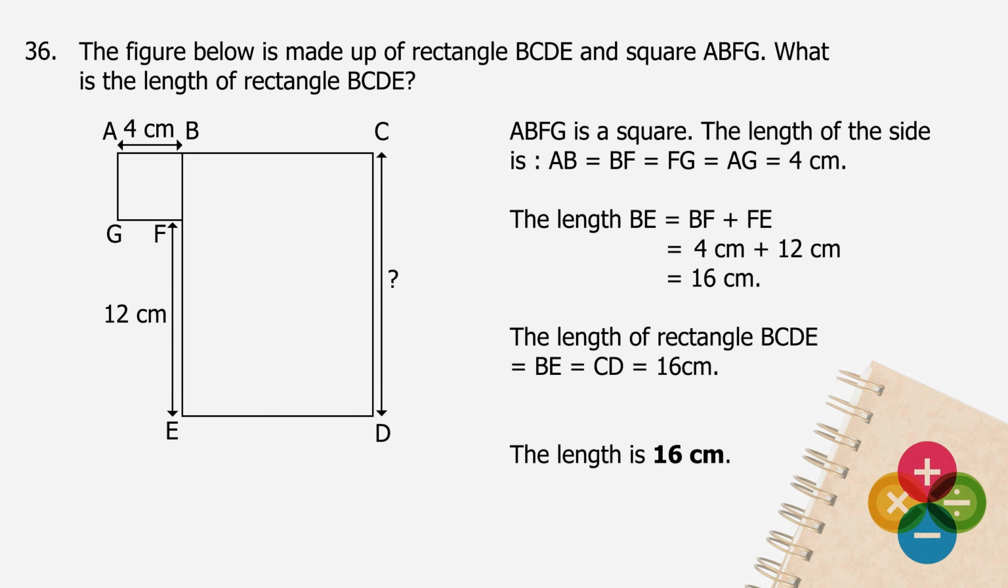ABFG is a square. The length of the side is equal to AB, which is equal to BF, and equal to FG, and equal to AG, and equal to 4 cm. The length BE will be, add BF to FE, which is equal to add 4 cm to 12 cm, and the sum is 16 cm. The length of rectangle BCDE is equal to BE, which is equal to CD, and is equal to 16 cm. The length is 16 cm.